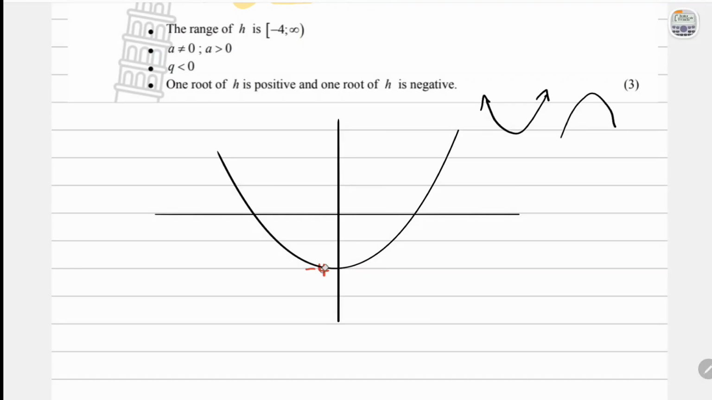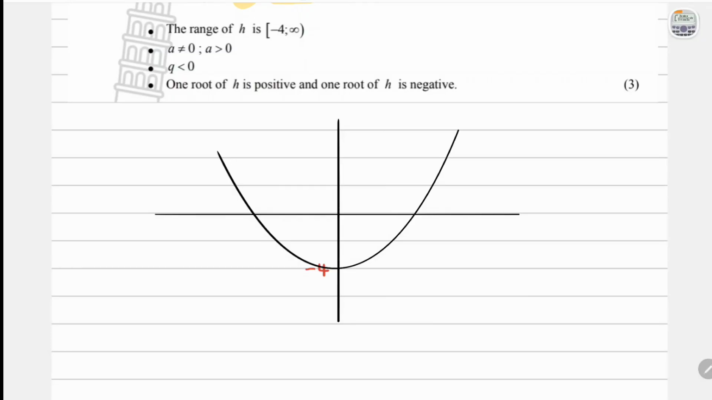For the lowest point to be -4, it has to be the turning point because there will be no point lower than this. There's no graph below this. So the lowest point is -4. And so that actually makes a lot of sense. Q is less than 0 because Q is actually -4. So really the range told you what Q was. And then they say one root of h is positive and one is negative. Your roots are your x-intercepts. As you can see, one x-intercept is negative and one x-intercept is positive. So that is what our graph looks like.